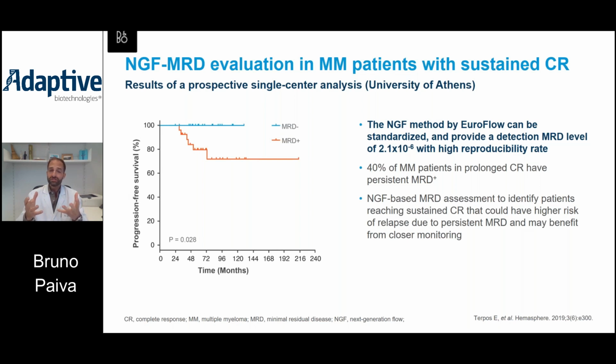and the method is being informative in the patients in CR seen at their department, where a negative MRD identifies a subgroup of patients with favorable outcome, whereas persistent MRD allows to identify patients that, despite prolonged CR, have high risk of relapse.